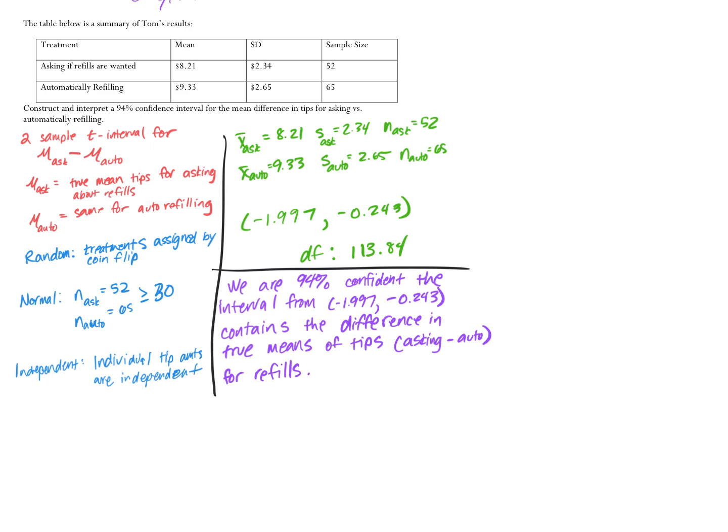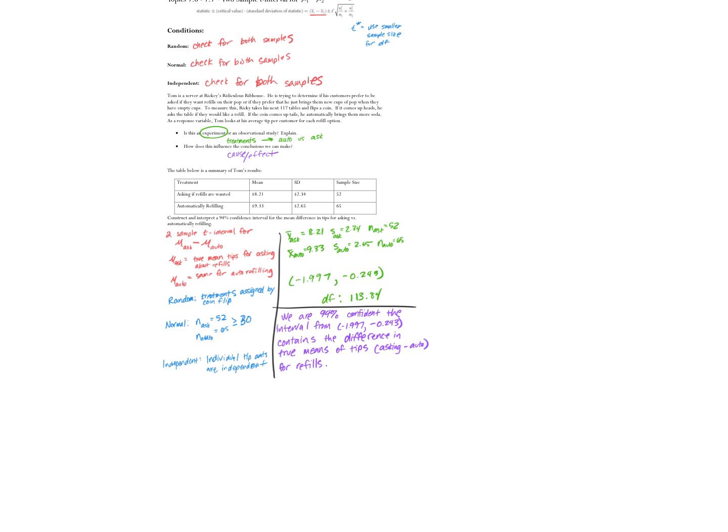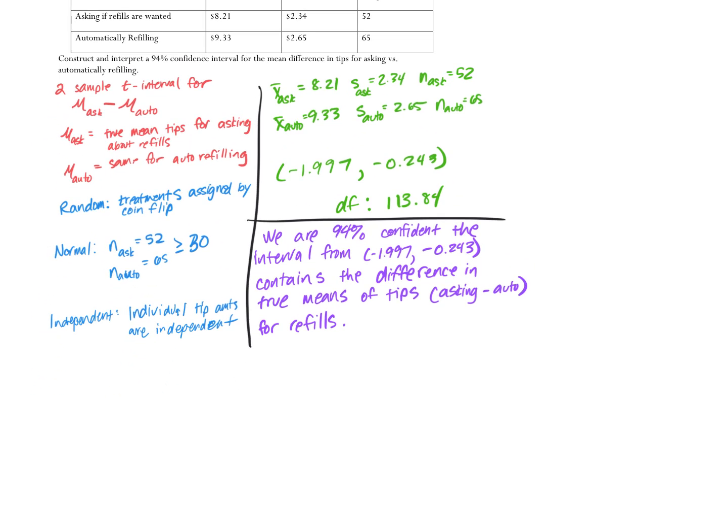Okay? All right. So you guys, if you were a server based off of this interval, assuming this was actual data and not stuff made up, would you automatically refill, ask to refill, or neither? Automatically refill? Because what do I know about the difference between the two? It's always negative. So if asking minus auto is always negative, that means asking is smaller than auto. Auto refilling would lead to higher tips. That's what this experiment would tell us if the data were real.